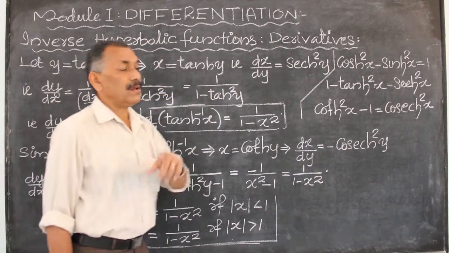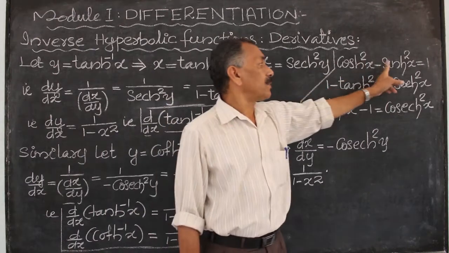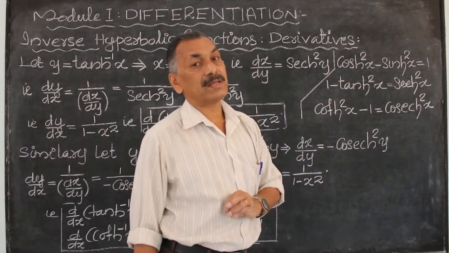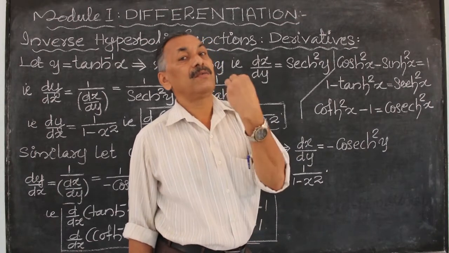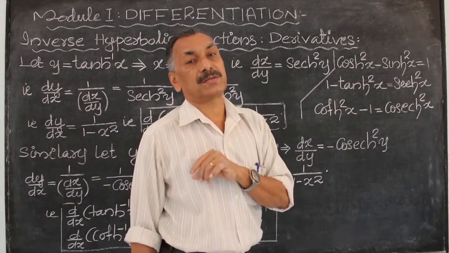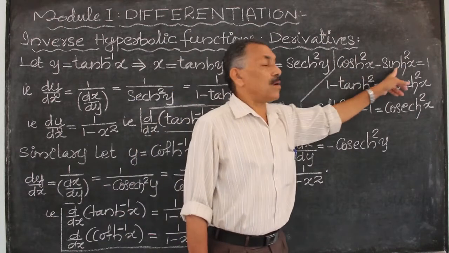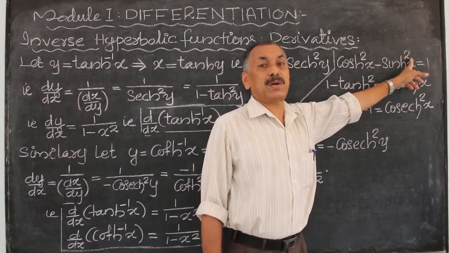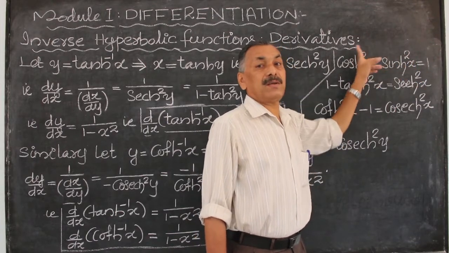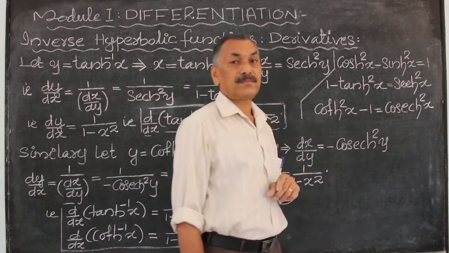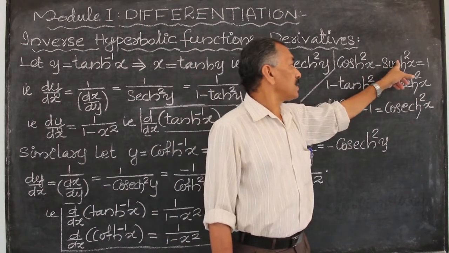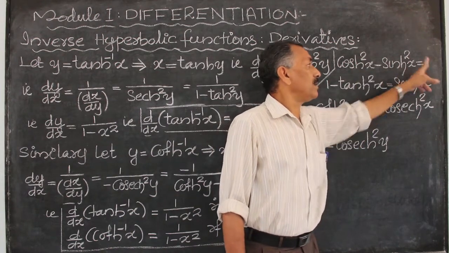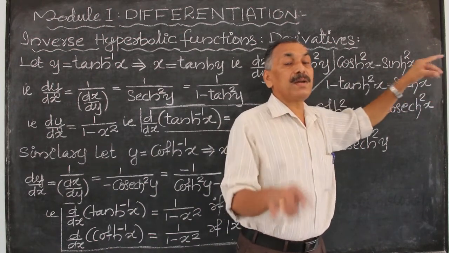You see, we know this result: cos h square x minus sin h square x is equal to 1. Divide both sides by cos h square x. Then cos h square x divided by cos h square x is 1, minus sin h square x divided by cos h square x.